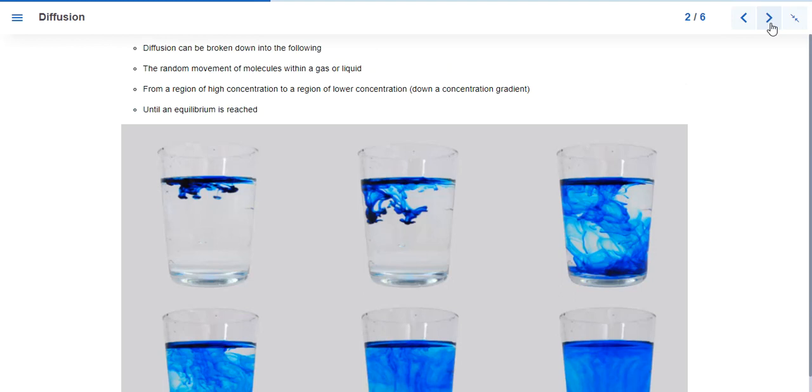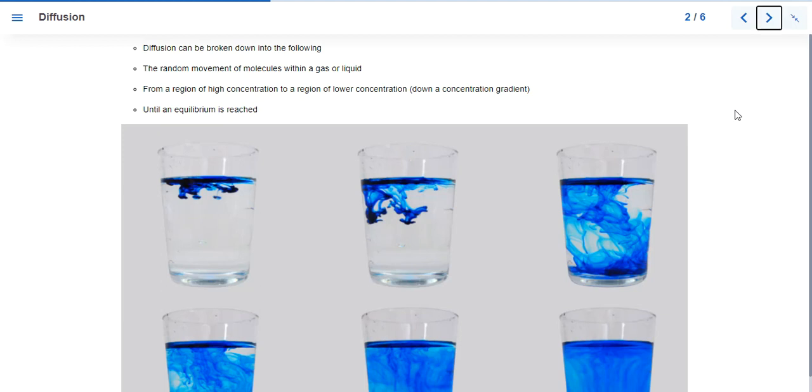Diffusion. Diffusion can be broken down into the following. We have the random movement of molecules within a gas or liquid from a region of higher concentration to a region of lower concentration down a concentration gradient until an equilibrium is reached. So before we can say diffusion has taken place, these requirements must be met.